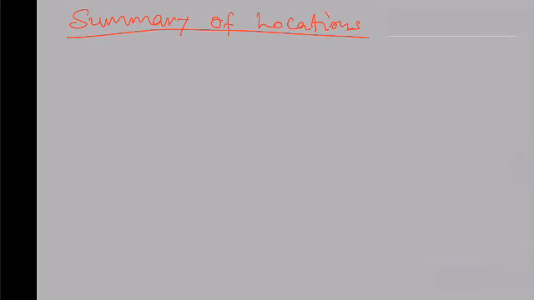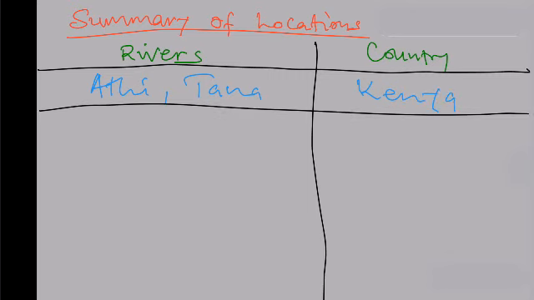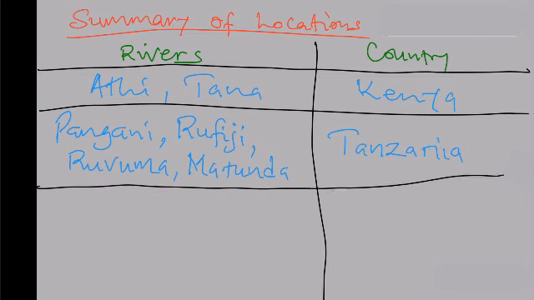Let's have a summary of the rivers and the countries where they are found. So the first one, we have the rivers in Kenya, where we have River Athi and River Tana. Of course, we said Tana is the largest, followed by Athi. When we go to Tanzania, we have River Pangani, River Rufiji, River Ruvuma, and Matunda. So when you hear of Ruru, those are mostly found in Tanzania. And then we have Ethiopia, where we have River Omo, the Blue Nile, Awash River, and Atbara.